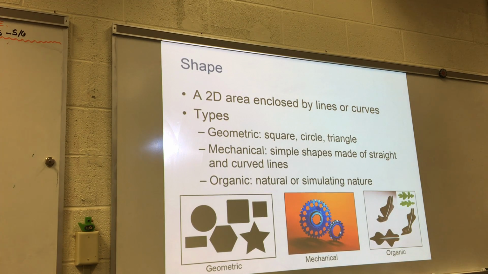So we had mentioned before that lines and points help to create shapes. There's a couple of different categories that we're going to break shapes down into. We're going to talk about geometric, mechanical, and organic shapes. And the key, when you're doing a design, is to match the type of shape to the kind of sense that you're trying to invoke.